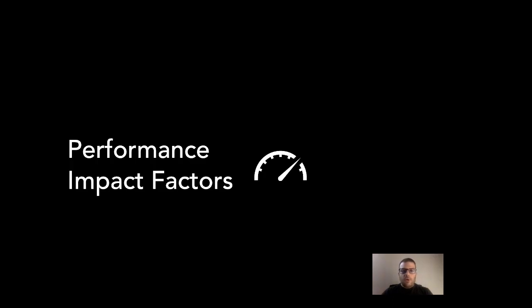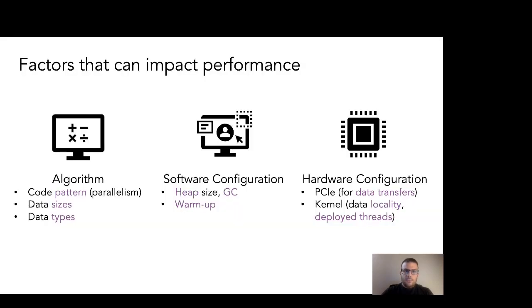Let's have a look now at the factors that can impact the performance of applications. In this slide, I want to classify these factors in three categories. The first one is the algorithmic part, which in a sense regards the pattern of an application, how it is coded. Some code segments within the code can be expressed to run in parallel because there is no dependency.